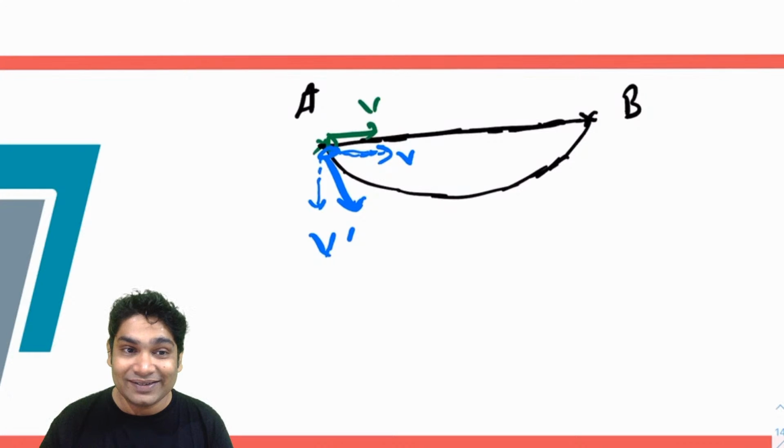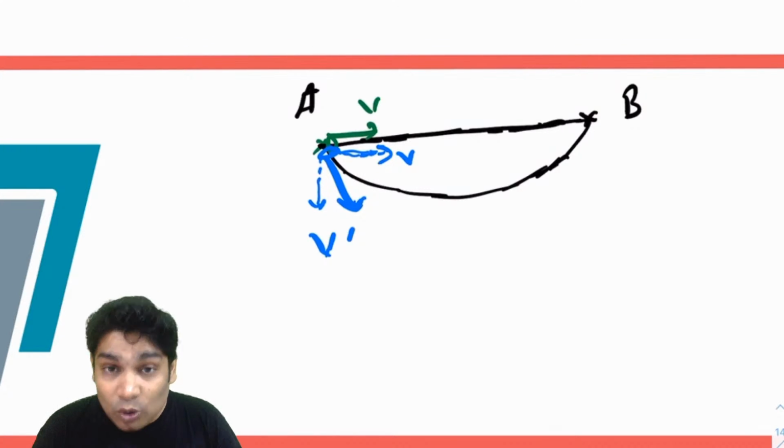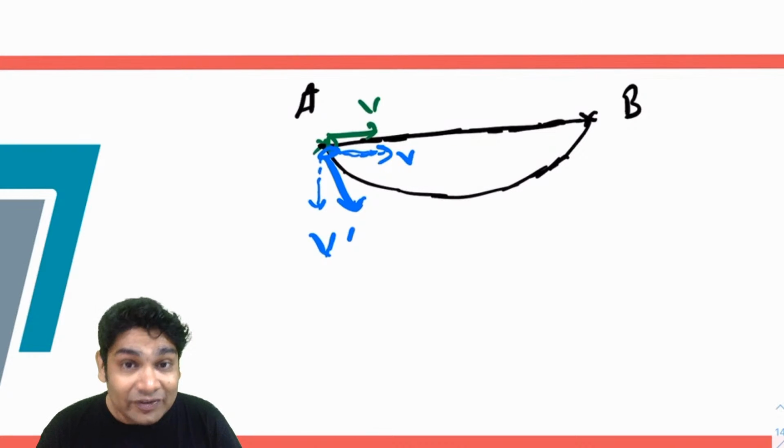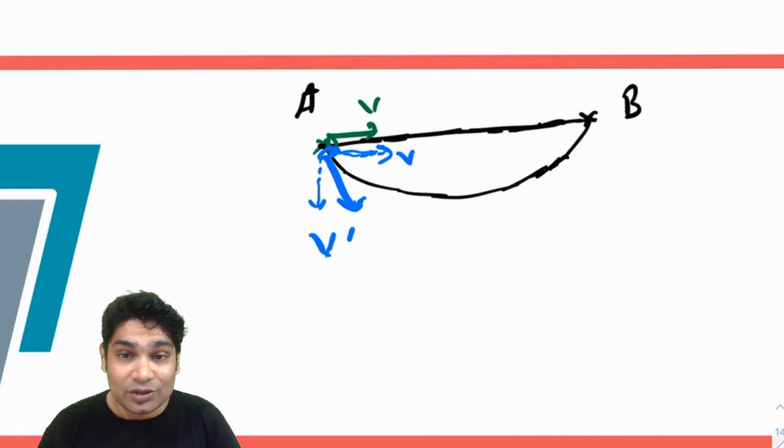Got this question? Or should I repeat this? So two points A and B are connected with the help of two wires as shown. One wire is AB, which is horizontal, and another is a curved wire like this as shown.